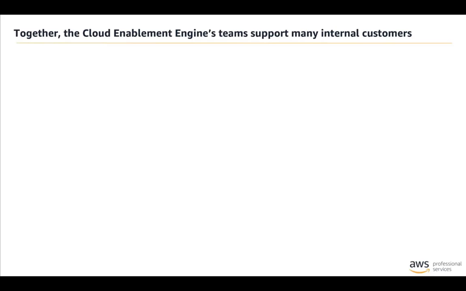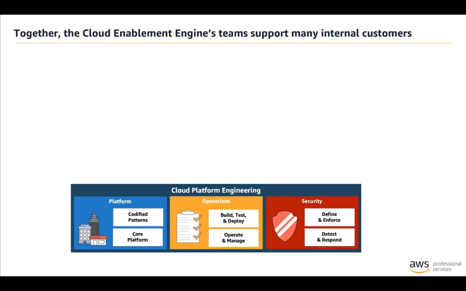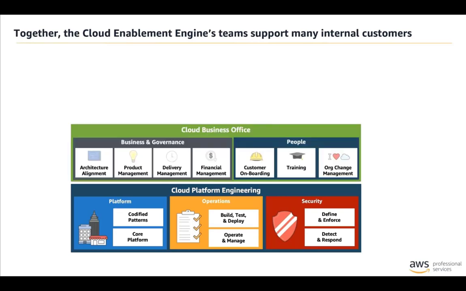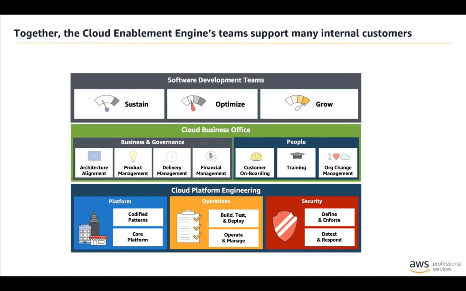The Cloud Enablement Engine's teams support many internal customers. Again, the Cloud Enablement Engine is made of 2 components: the Cloud Platform Engineering team and the Cloud Business Office. The Cloud Enablement Engine is put in place to enable software development teams and the applications working in all 3 operating models: sustain, optimize, and grow. For the sustain operating model, the Cloud Enablement Engine must also enable traditional operations teams as well as traditional security teams. The Cloud Enablement Engine must also consider and integrate requirements from various sponsors and executives.